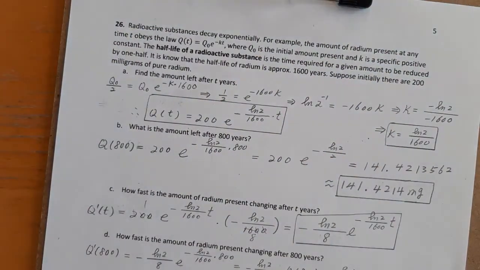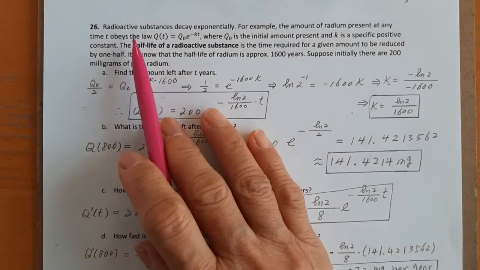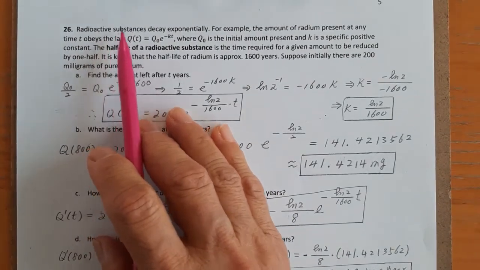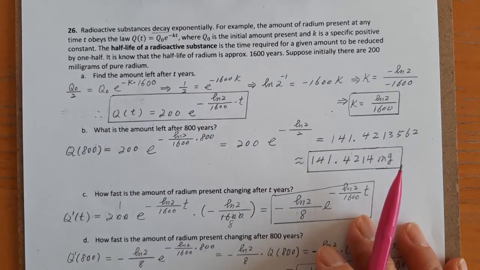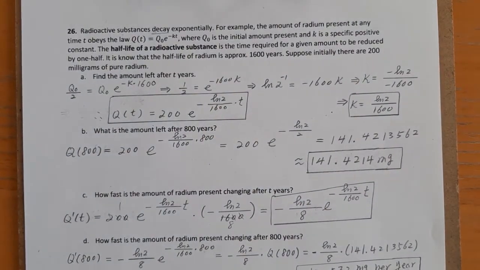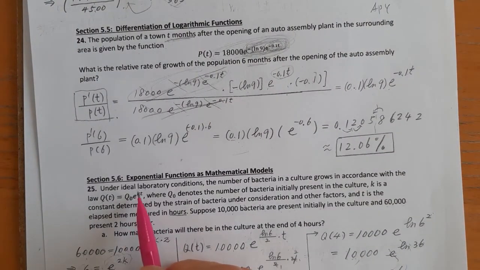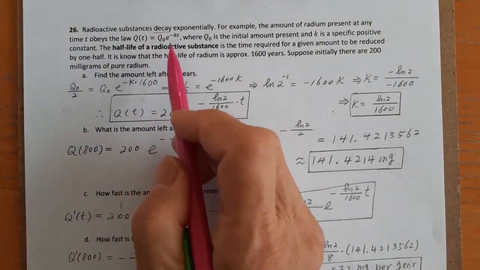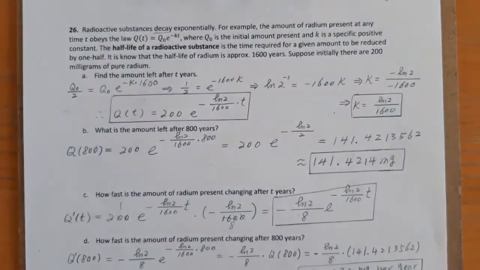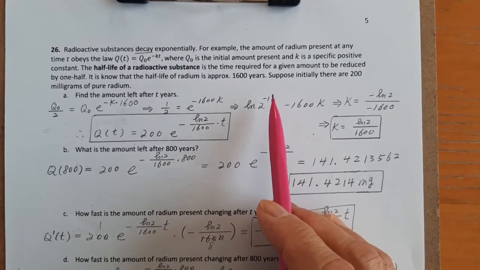Next one, question 26. Radioactive substance decay. Now it is exponential decay. Before is exponential growth. The previous question is exponential growth. Here is kt. Now this is decay. Here is negative kt. Then decay is decreasing exponentially.